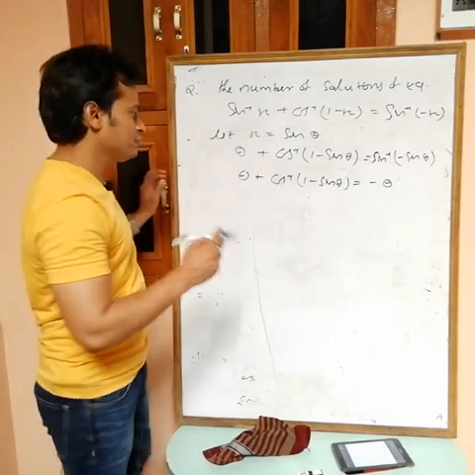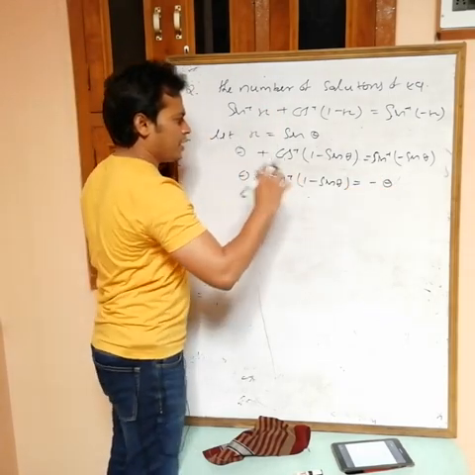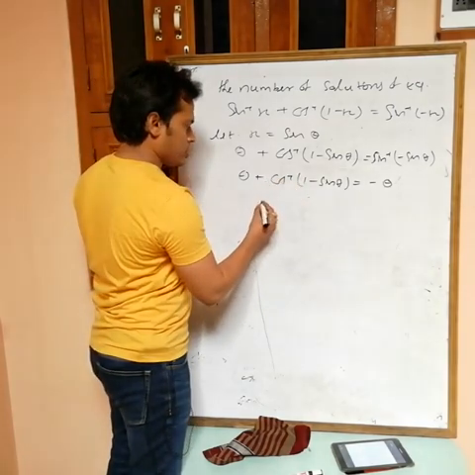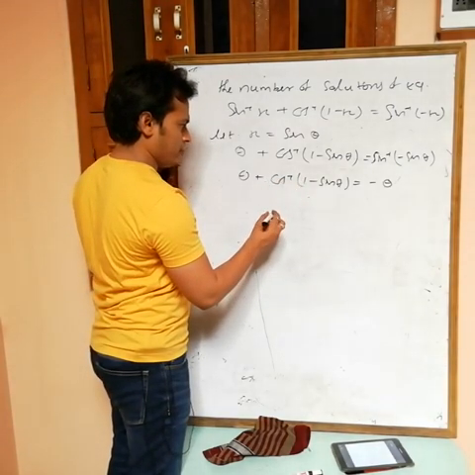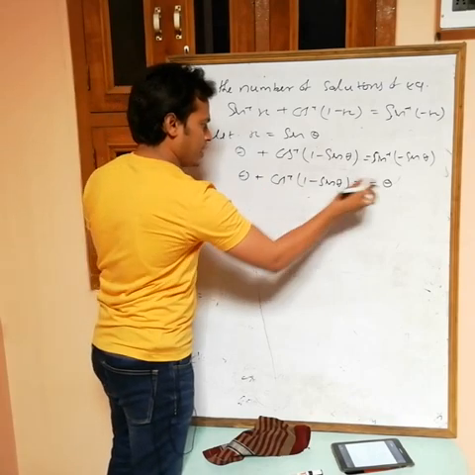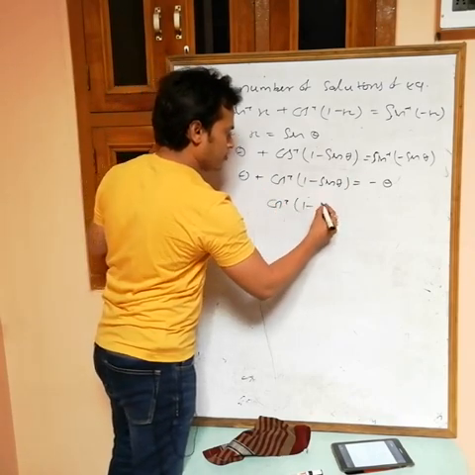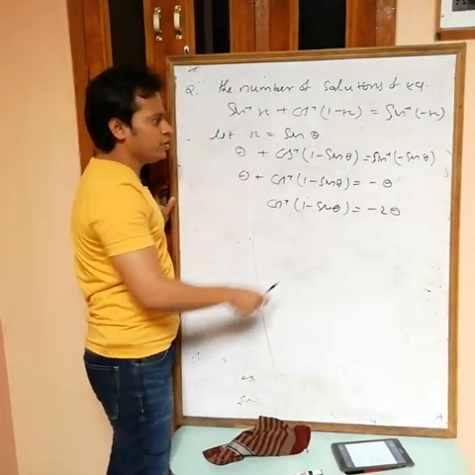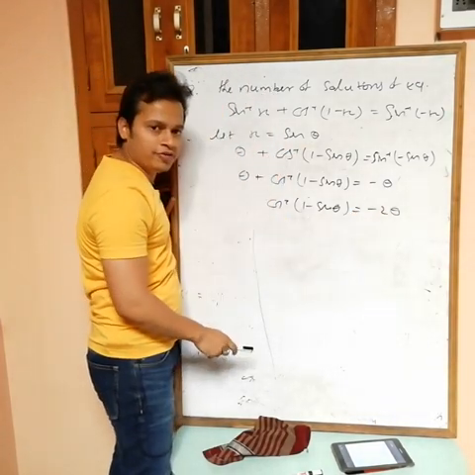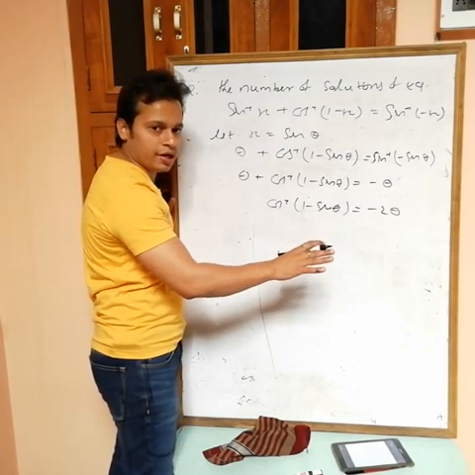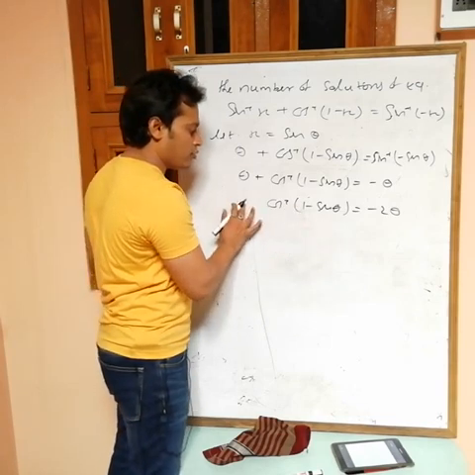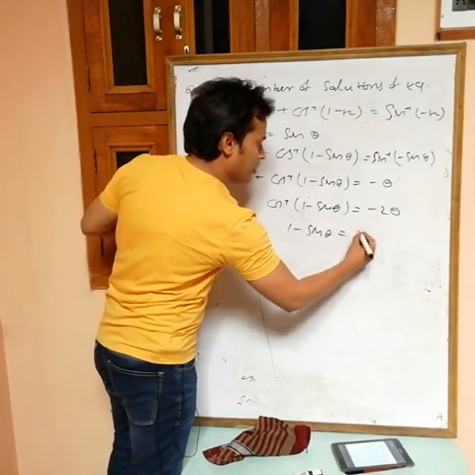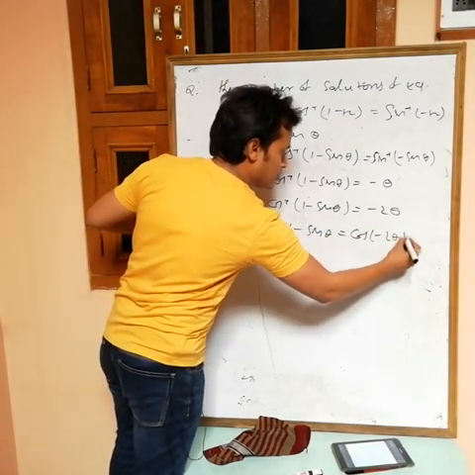Now see, minus theta at this side, then what are we getting? Cos inverse (1 minus sin theta) equals minus 2 theta. We want the value of x, which means we want the value of sin theta. So take cos on both sides. Cos of cos inverse cancels out, giving 1 minus sin theta. Here we get cos of minus 2 theta.